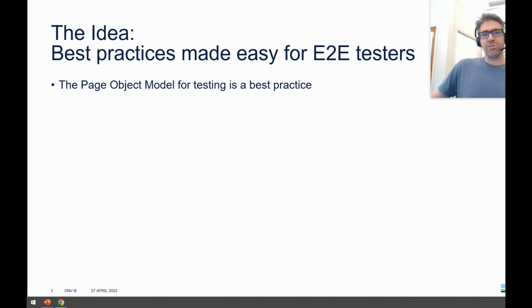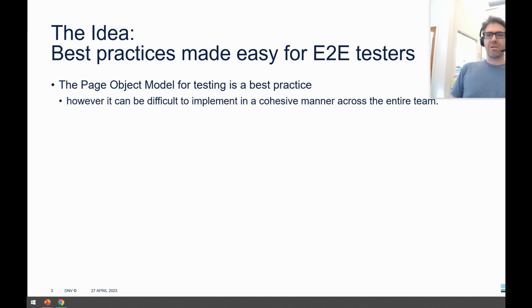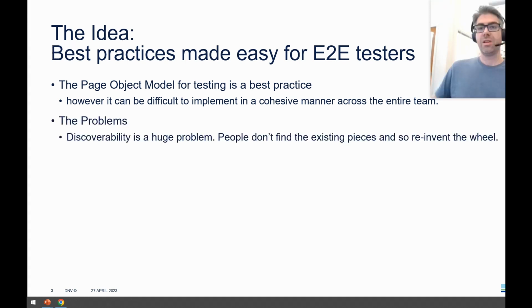And now we get to the problems. Page object model is great. However, the recorder is really great because it highlights exactly where on screen you have those elements. But once you go to a page object model, you're no longer using a recorder, you're finding it in code. And in code, the trouble is one person might name it one thing, one person might name it the same thing, it might be a login page, but they might be in different subfolders. So discoverability is a huge problem. People don't find the existing pieces, and so they reinvent the wheel.